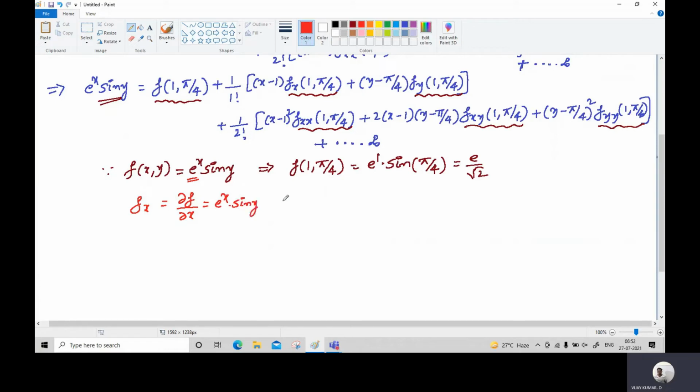Differentiation of the exponential function is itself. Now replace the point in f_x at (1, pi by 4). Again you will get e power 1 into sin pi by 4, so you will get the same result, which is e by root 2.